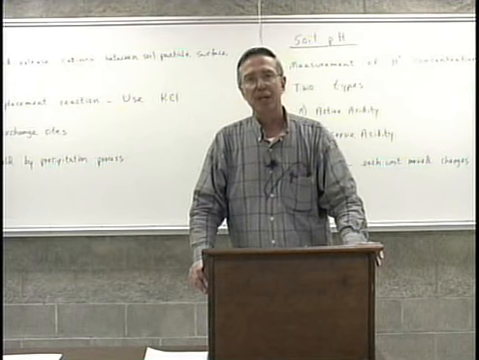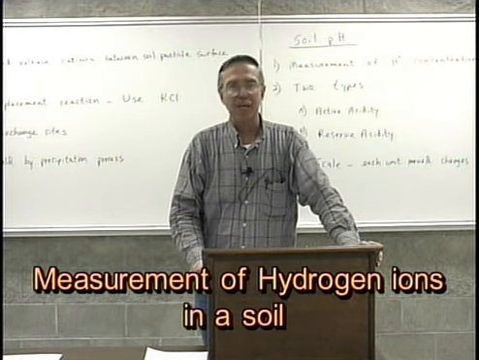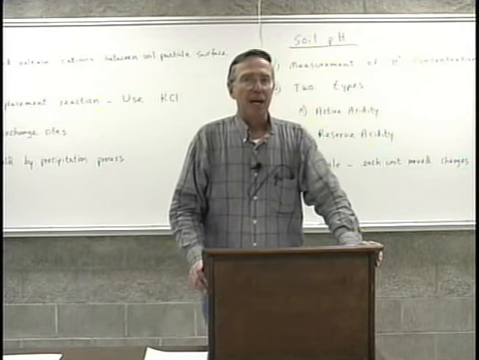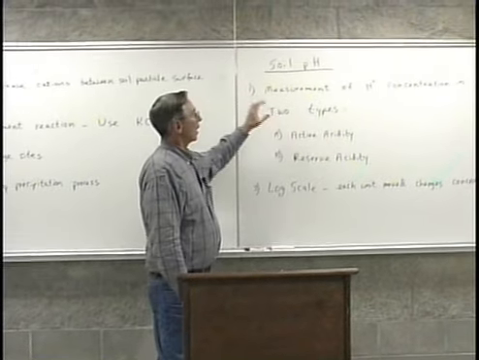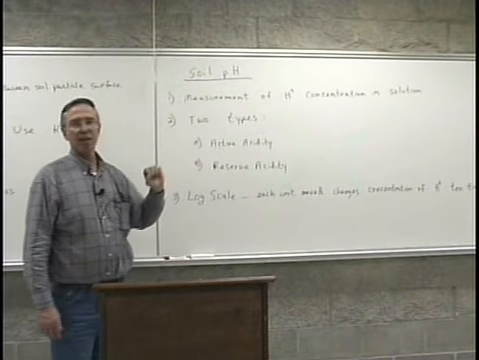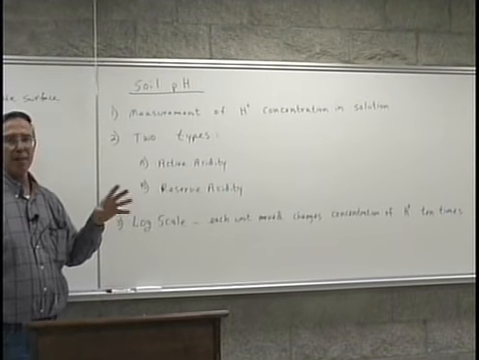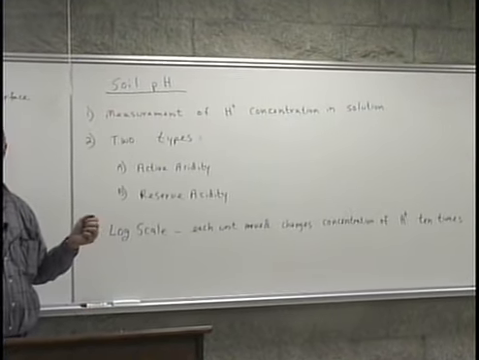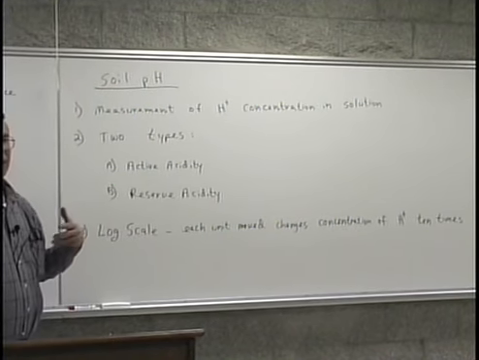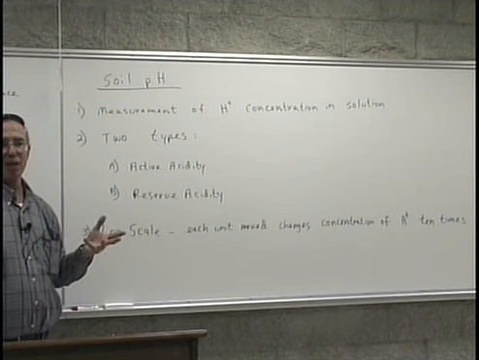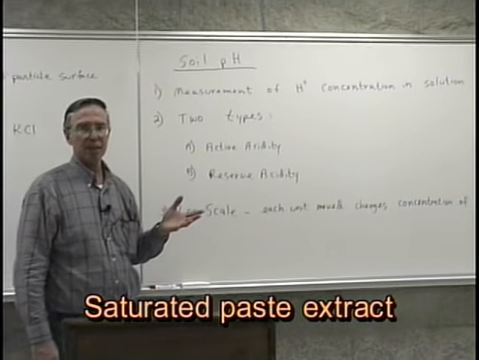Soil pH is a measurement of the hydrogen ion concentration that's in solution in a soil at a given point in time. As you can see from what I've written here on the board behind me, we're measuring the actual concentration of hydrogen ions that are in solution. This concentration will vary based upon what other types of chemical processes are occurring in the soil at that point in time. We will be measuring pH today in the lab with a pH meter based upon what is referred to as a saturated paste extract.